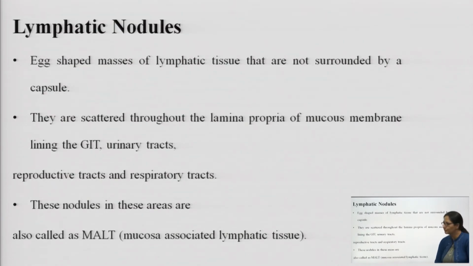Now the lymph nodules are egg-shaped masses, an aggregation of lymphatic tissue. When some lymphatic tissue is united, they form a structure which is not enclosed by a capsule. There is no capsular structure present around that aggregated mass. So it is not surrounded by a capsule, and they are scattered throughout the body.